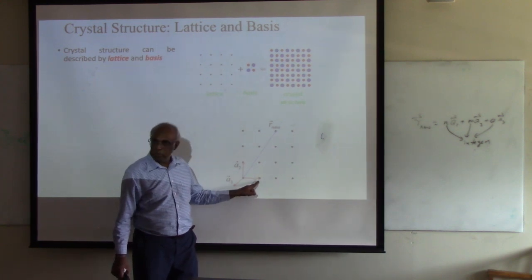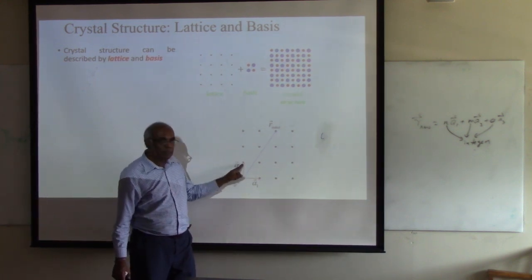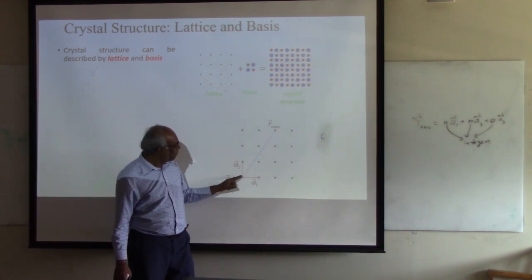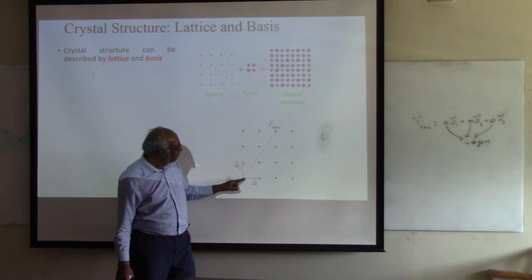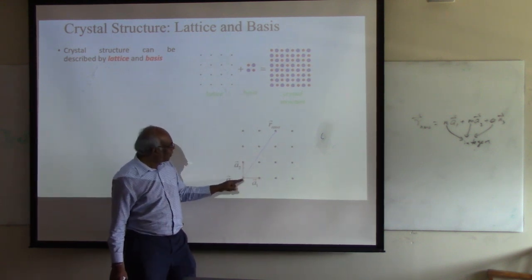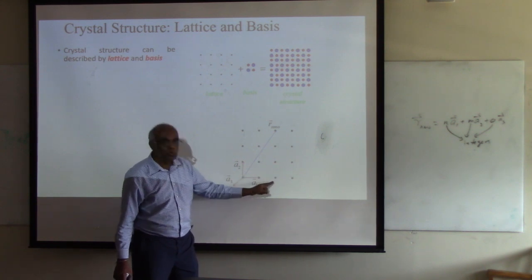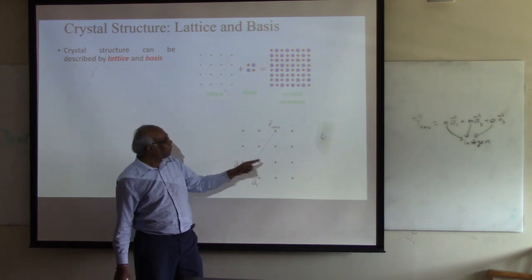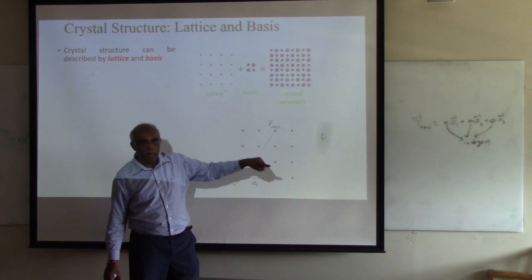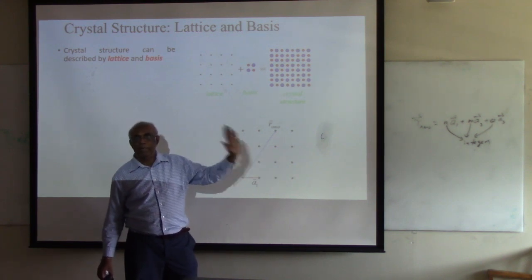To get to this point. How about to get to this point? N is 0, M is 1, O is 0, right? If I want to get from here to here, then N is 1, M is 1. Exactly. So if I want to get to this point, M is 2, right? Like that. So any point I can reach by the N, M, O, but they all have to be integers.